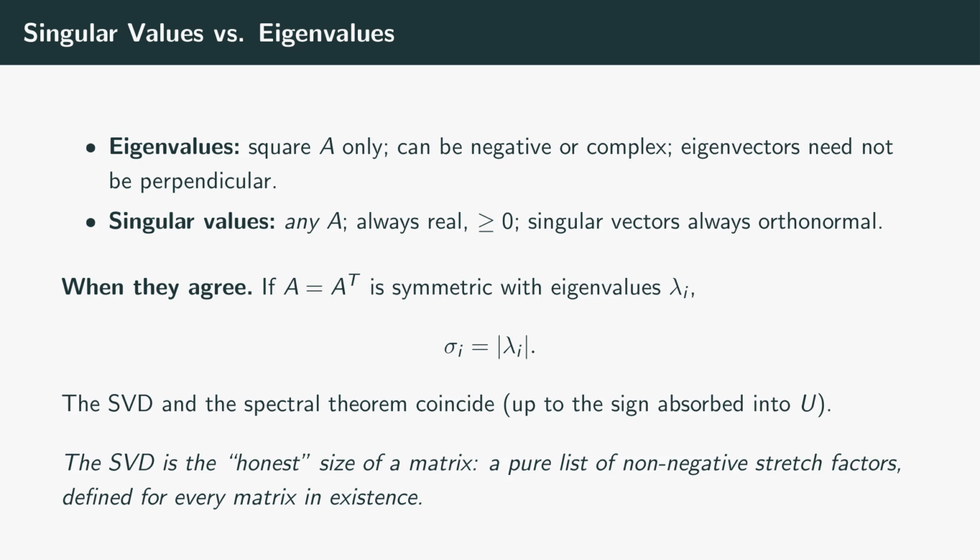When do the two agree? Exactly when the matrix is symmetric. For a symmetric matrix, each singular value is the absolute value of the corresponding eigenvalue. The SVD simply strips off the sign and tucks it into one of the rotation matrices. So the spectral theorem is the special case of the SVD where the input and output rotations are the same. Think of the singular values as the honest, unsigned stretch factors of a matrix, a clean list of non-negative numbers that exists and means the same thing for every matrix there is.